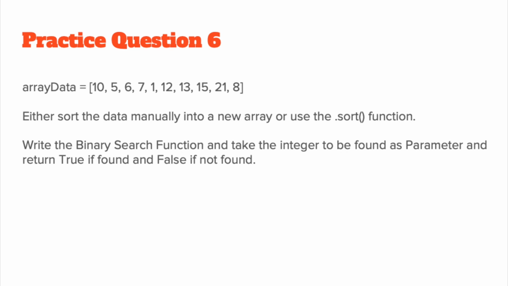Now write the binary search function and take the integer to be found as a parameter and return true if it's found and false if it is not found. Okay, so I'm going to leave this to you to do. Think about it. You've got all the parts from the previous lessons to do this, and when you're ready, continue to check a possible solution.